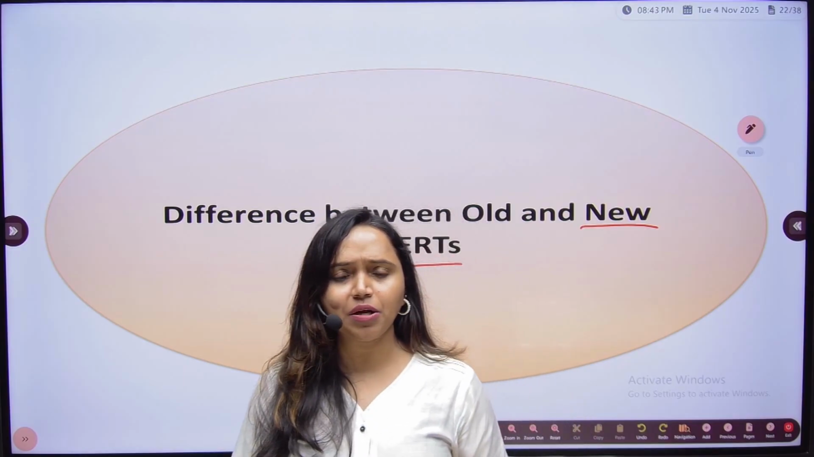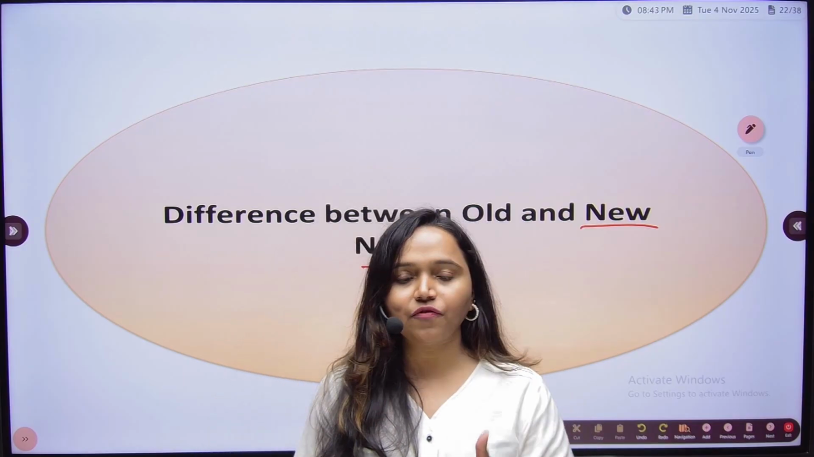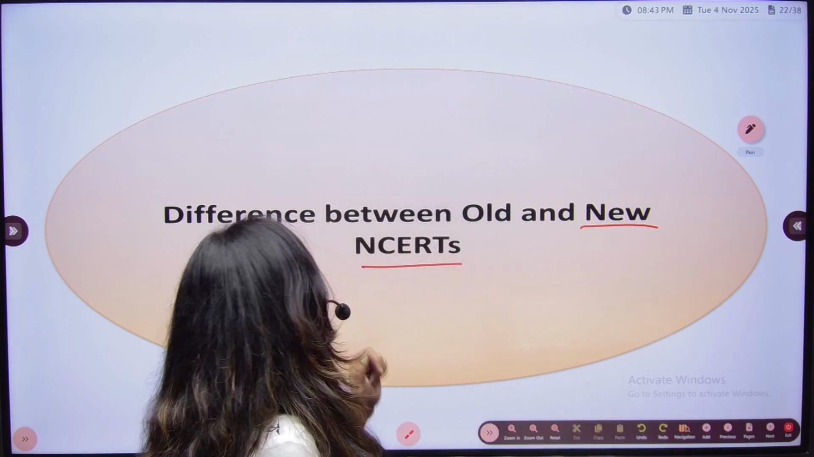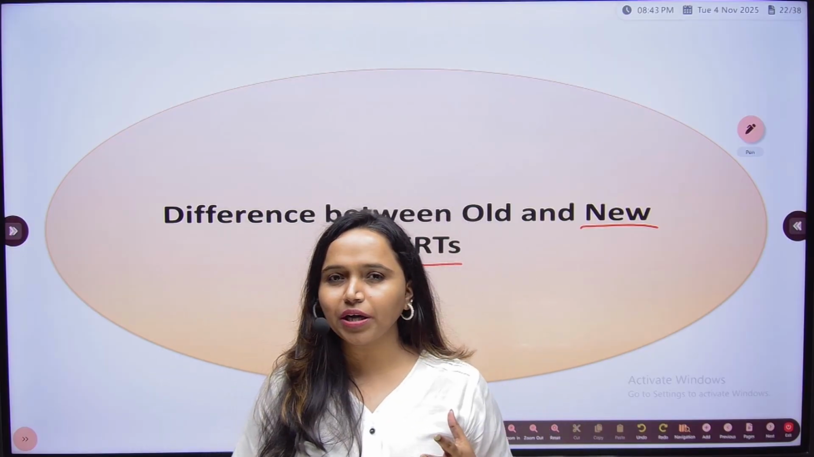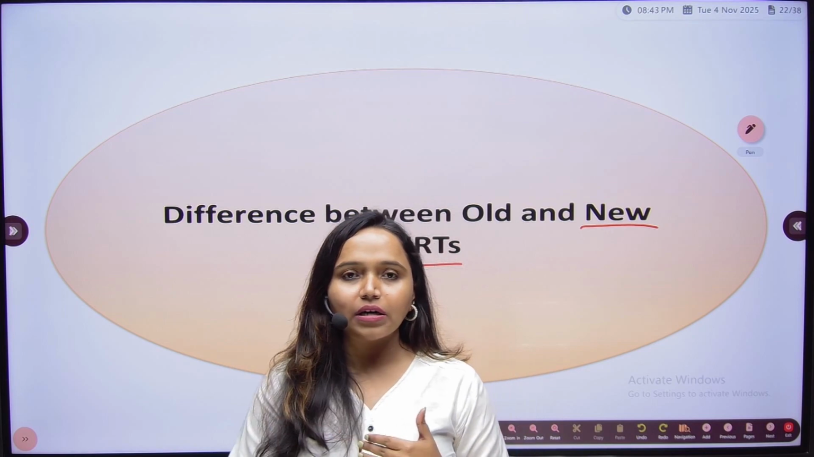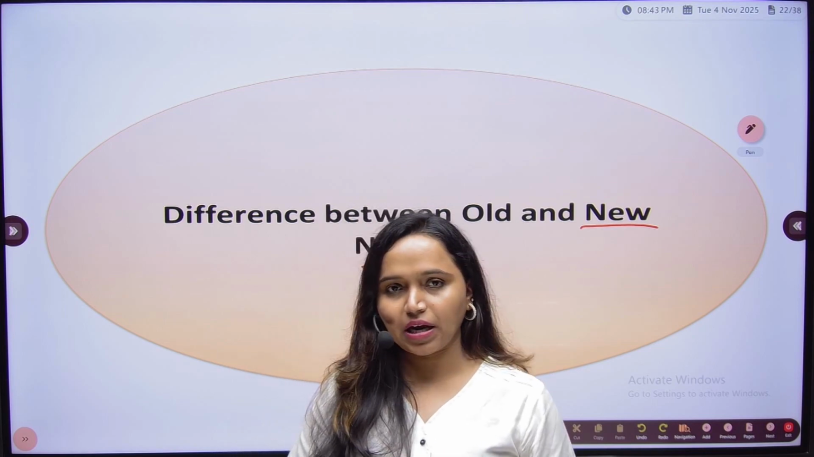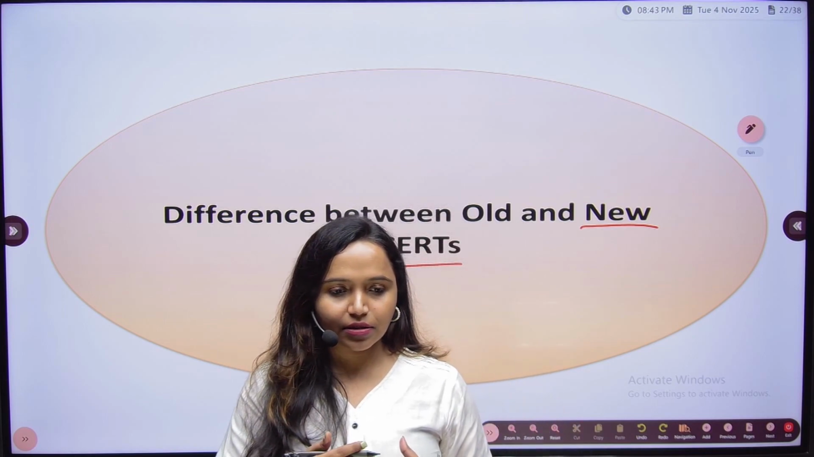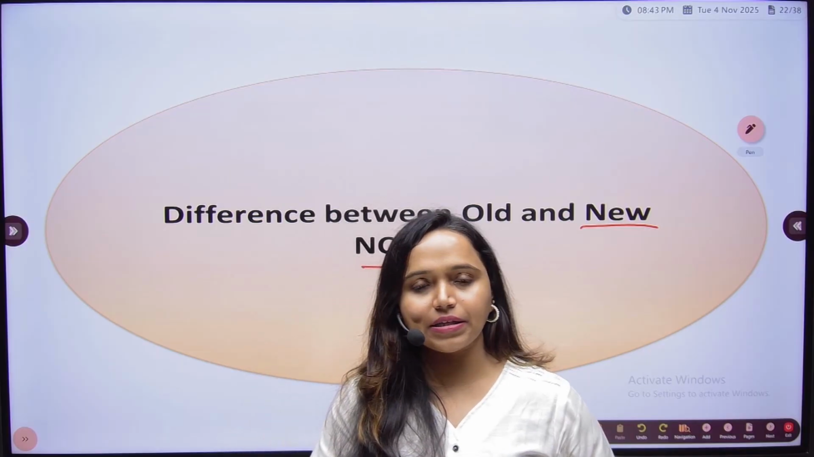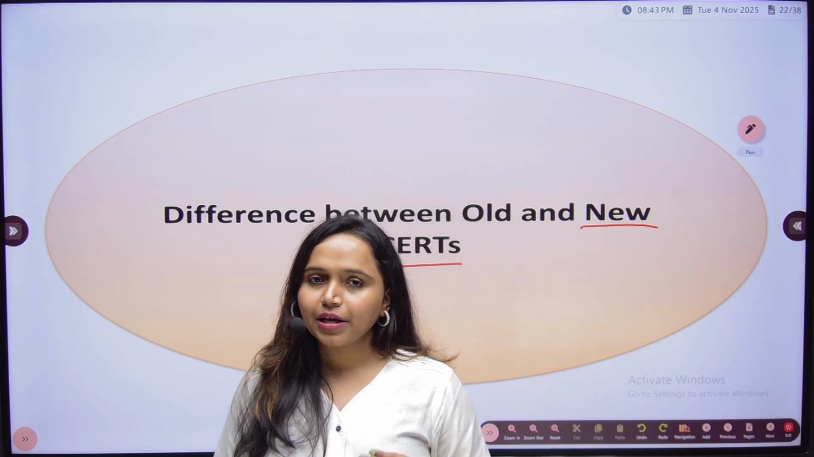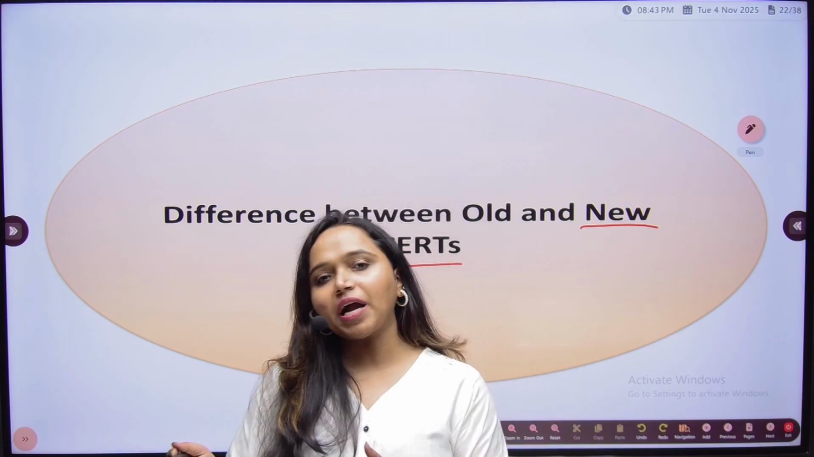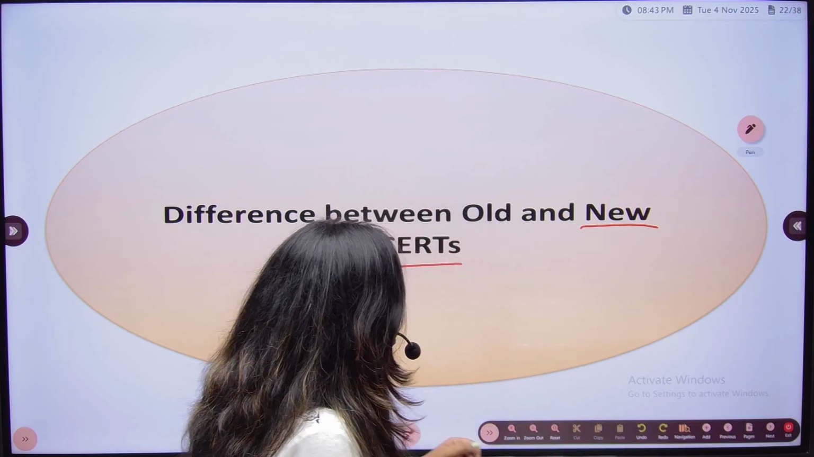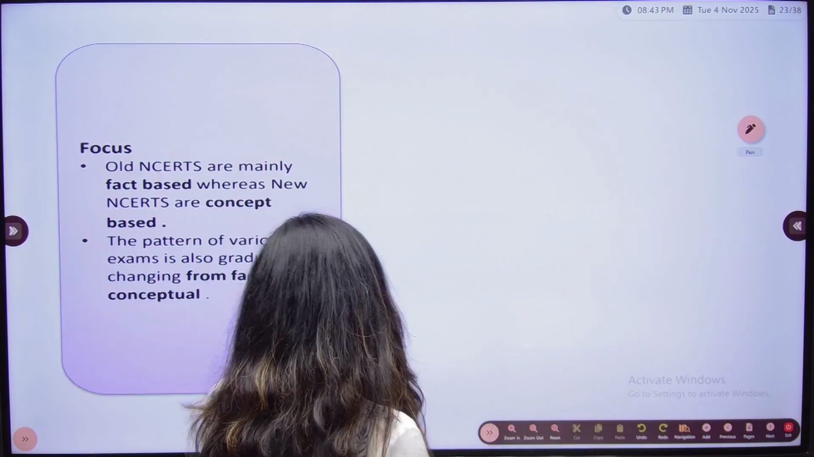And that's why it is very important to know what is the difference between old and new NCERTs. Because until you know the difference between old and new NCERTs, you will not understand the importance of new NCERTs. And repeated studying of NCERTs in a particular way is not that useful today when it comes to the changing pattern of the different exams. So let's see certain differences.